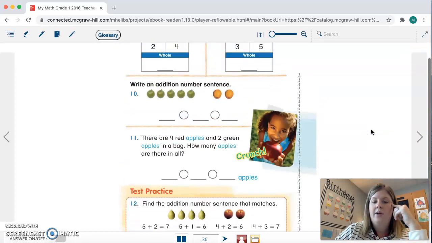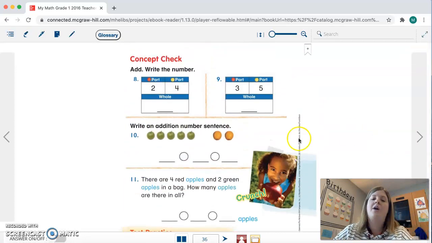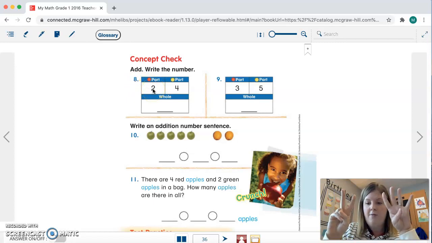All right, we are now on the back of your check your progress, okay? So number 8 says, you have a part 2 and you have another part 4. Use your math counters for this part, okay? So you have 2 and you have 4. Count your numbers together and then put the whole on that line right there for number 8.